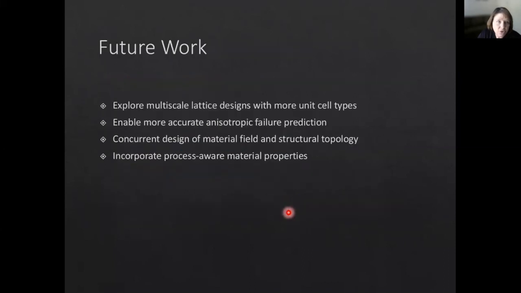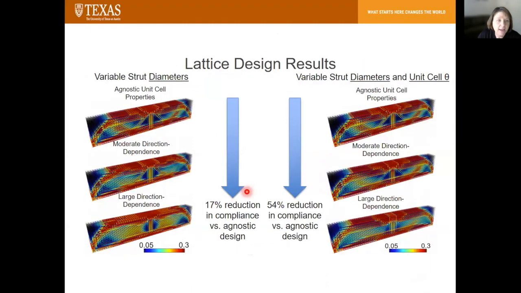We've also done some additional work that we don't have time to talk about today, but looking at process-aware design of lattice structures as well, taking into account direction dependence of material properties. And that's also published in a companion JMD paper that was published in 2021.